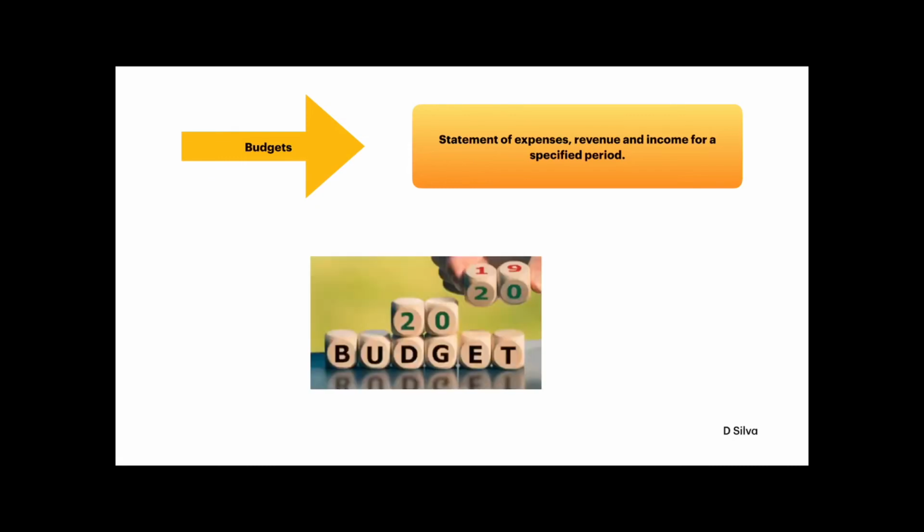Budgets: statement of expenses, revenue, and income for a specified period. It is a statement of expected results expressed in numerical terms. For example, sales budget, cash budget, financial budget. You might have also heard of the budgets that are presented in the parliament.